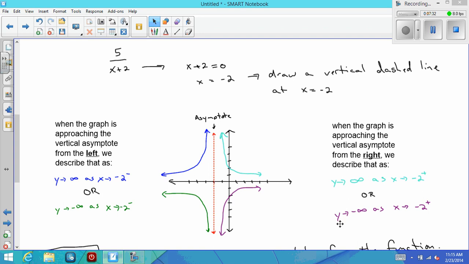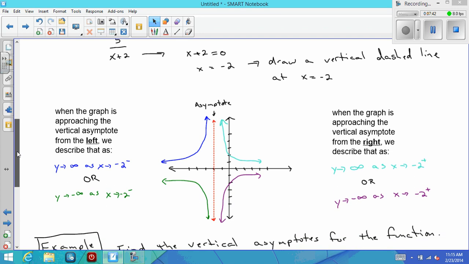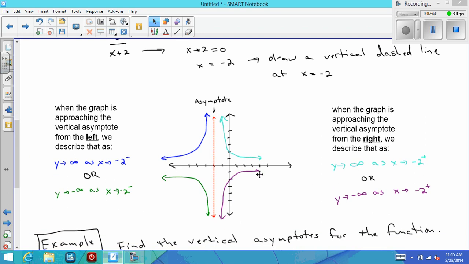When the y values are approaching negative infinity as x approaches -2 from the right. So again, that little plus sign up there. Okay, so if I follow this, again, I'm on the right-hand side of that asymptote. As I'm approaching that asymptote from the right, my y values go down to negative infinity.